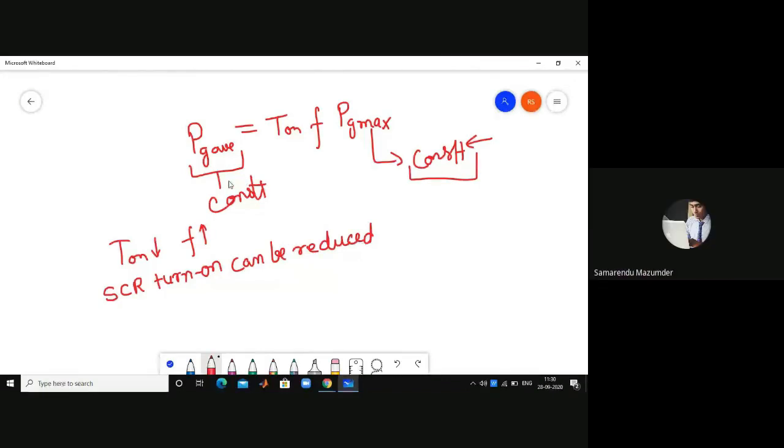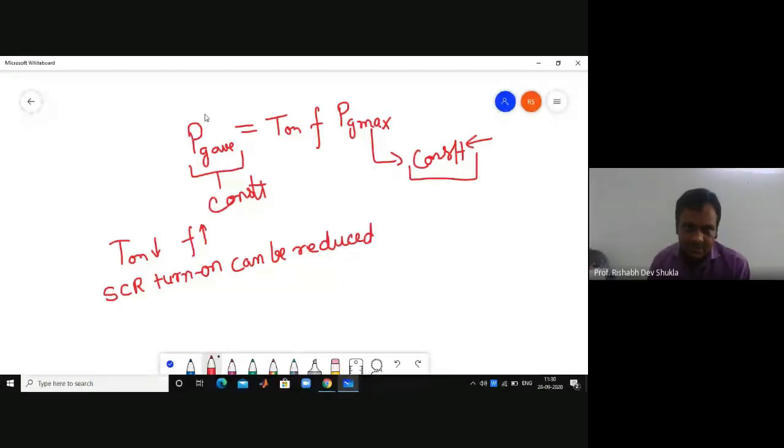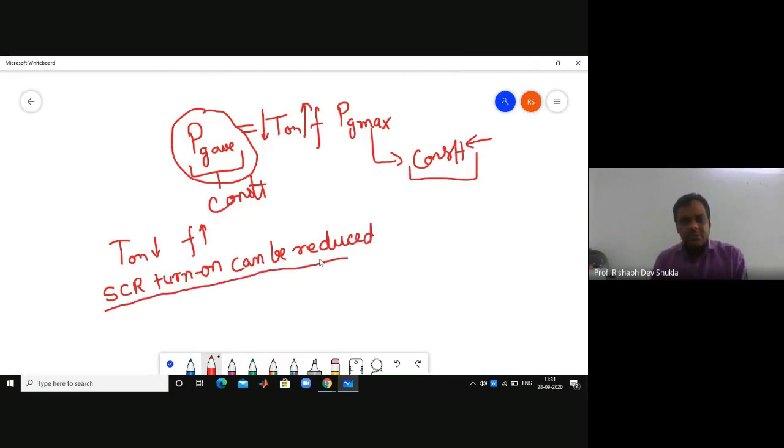For every constant power, if we are going to reduce this T on, we should increase that F. That means the triggering frequency: if we increase the triggering frequency, your turn on time can be reduced. So for high frequency applications, this can be very much needed. Your turn on, turn off time can be reduced for higher frequency applications.